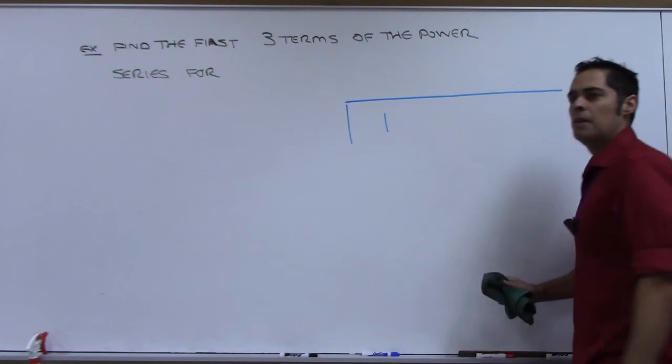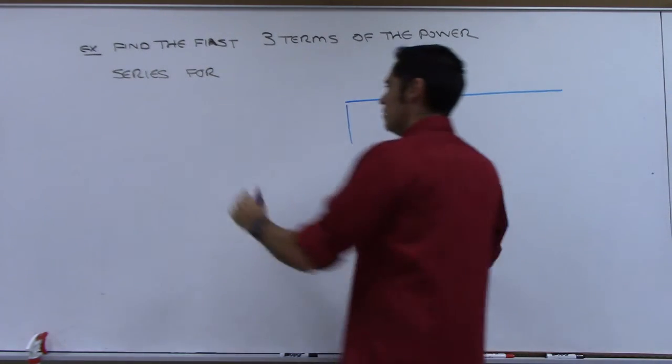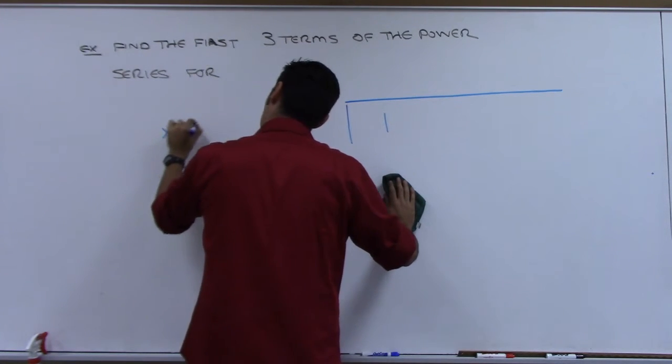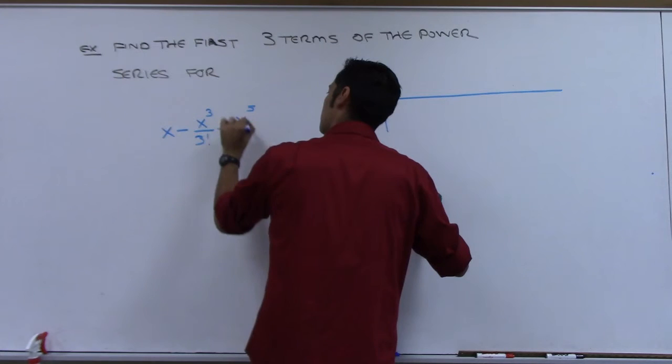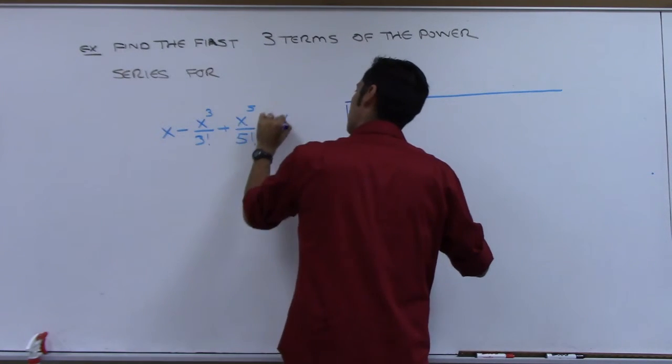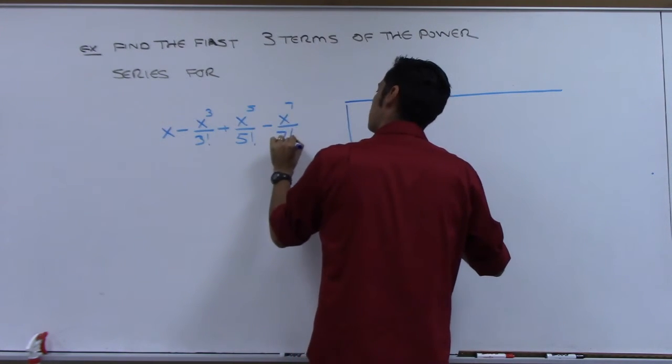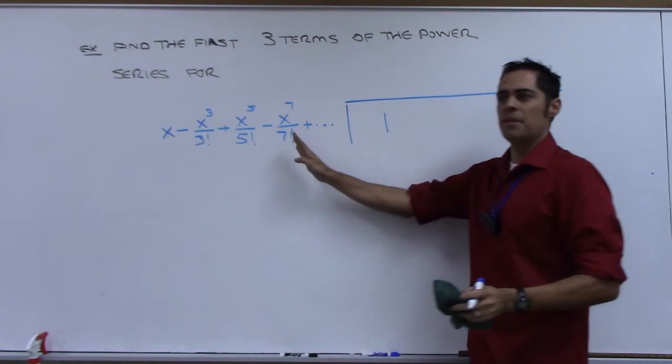Right? And on the outside is the x minus x cubed over 3 factorial plus x to the 5th over 5 factorial minus x to the 7th over 7 factorial. But I can't keep going, right? That thing is infinite.